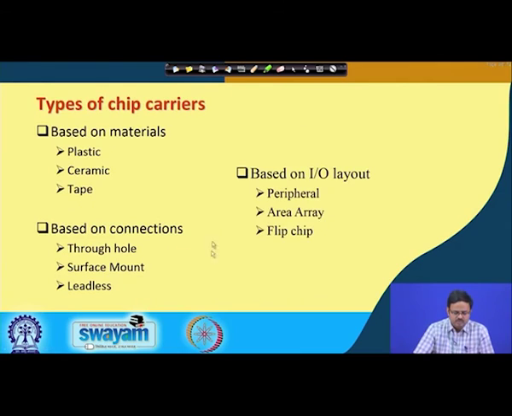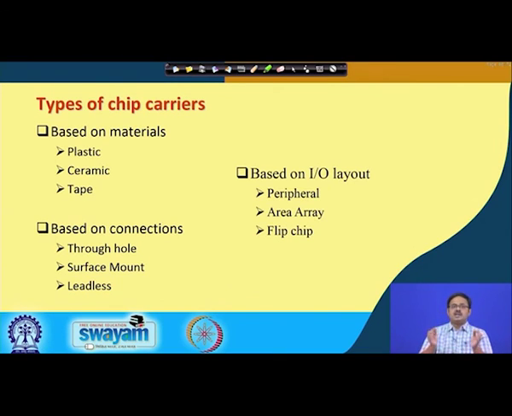So, let us now go into the types of chip carriers. What are the different types of chip carriers? Now, types of chip carriers can be classified based on several parameters. Okay. I mean there are several types of classifications. Based on materials, the chip carrier can be plastic. If it is a plastic chip carrier, we will look into all those. The next one is, it can be made of ceramic. The third one is a tape type of chip carrier. We will briefly touch upon that. That is based on the type of material that is being used.